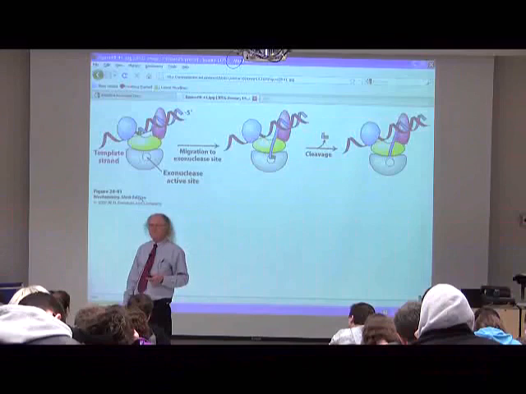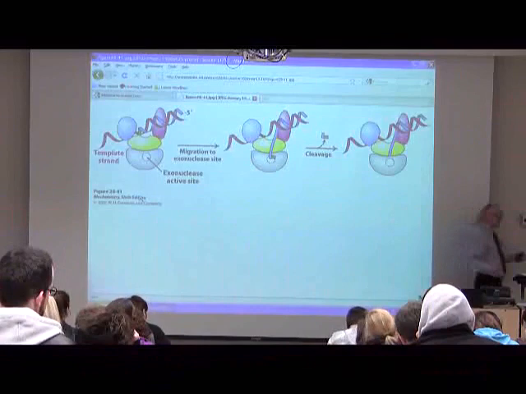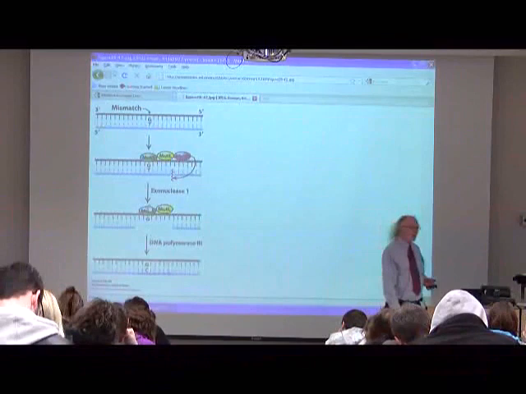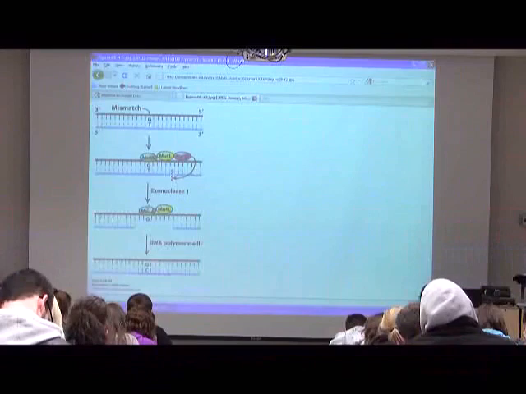Okay, so proofreading is pretty straightforward. That takes care of mistakes. That has nothing to do with damage, but it's pretty good at taking care of mistakes as the DNA polymerase is moving along. What happens if the polymerase makes an error, but the proofreader doesn't catch it in the first place? How do we deal with that?